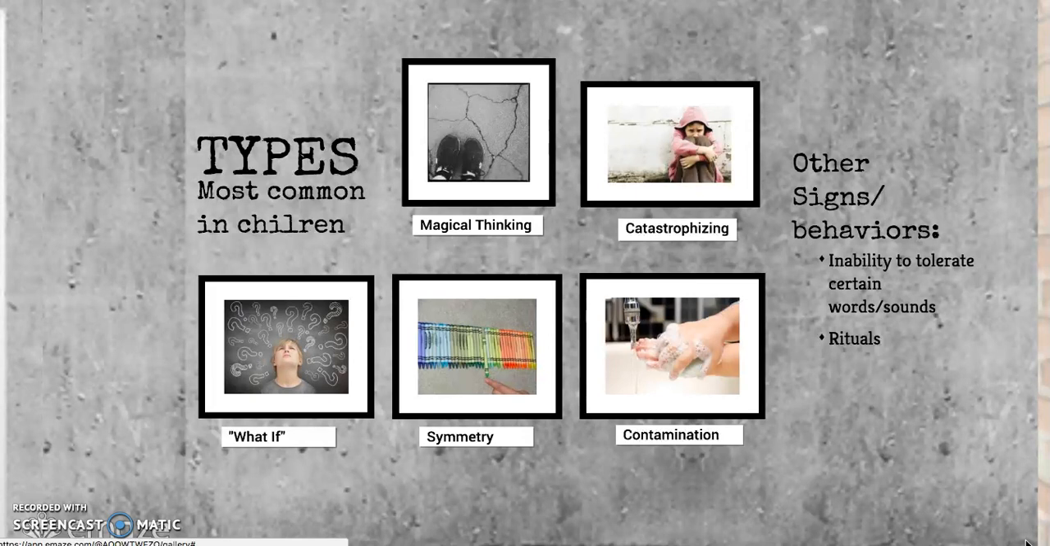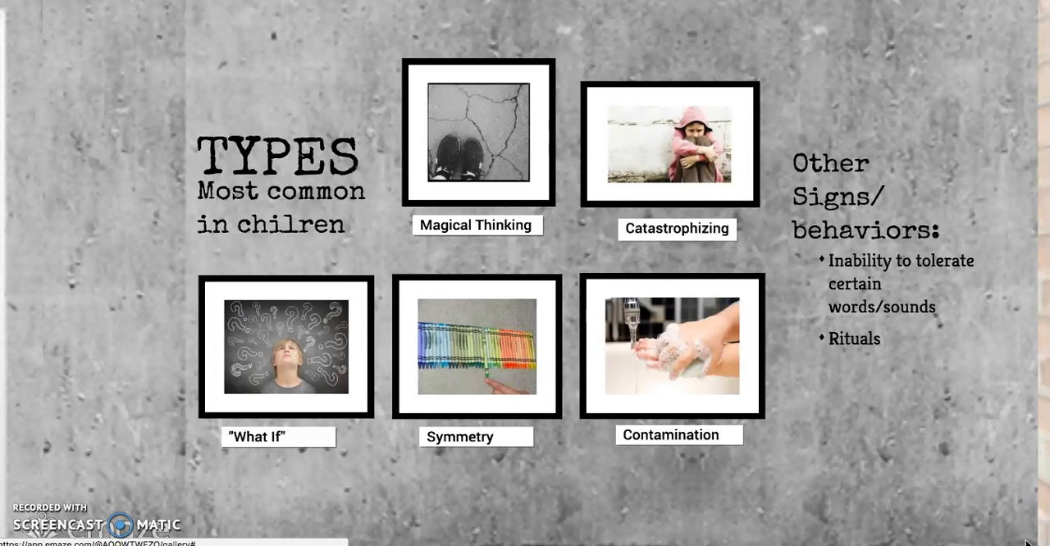Contamination is the most common type of all. This is one that you are most likely to see in your classroom. It is when the child believes that they have germs all over them and they are fearful of what they touch and who or what touches them. These children constantly wash their hands throughout the day.